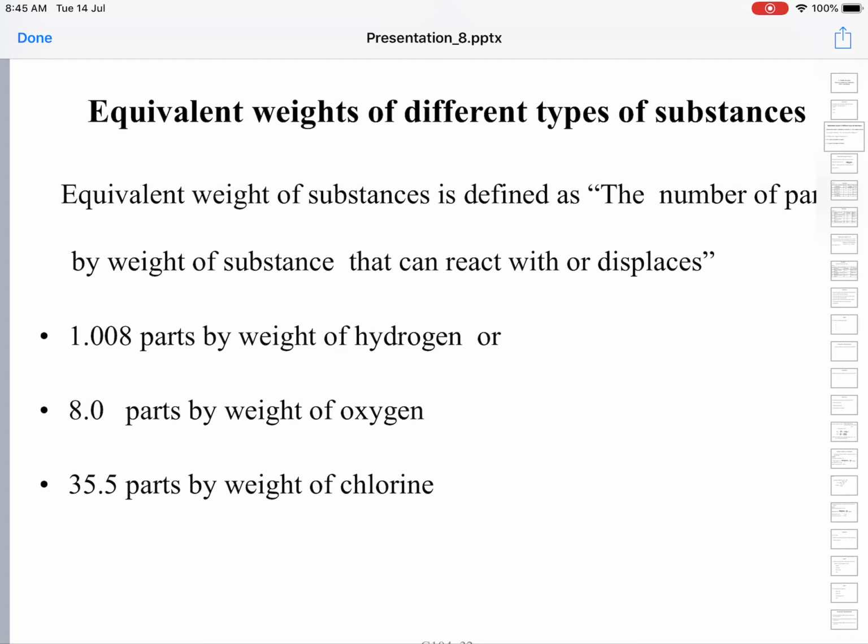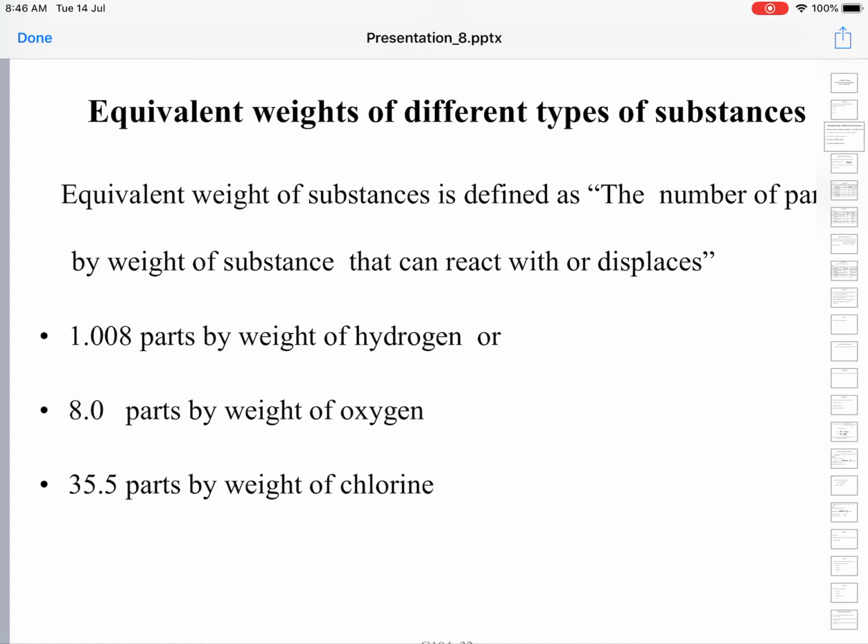So the quantity of any substance that reacts with 1 mole of hydrogen, or 1.008 parts by weight of hydrogen, where parts by weight means grams. So the equivalent weight may be defined as the quantity of any substance that reacts with 1 gram of hydrogen or 8 grams of oxygen or 35.5 grams of chlorine.